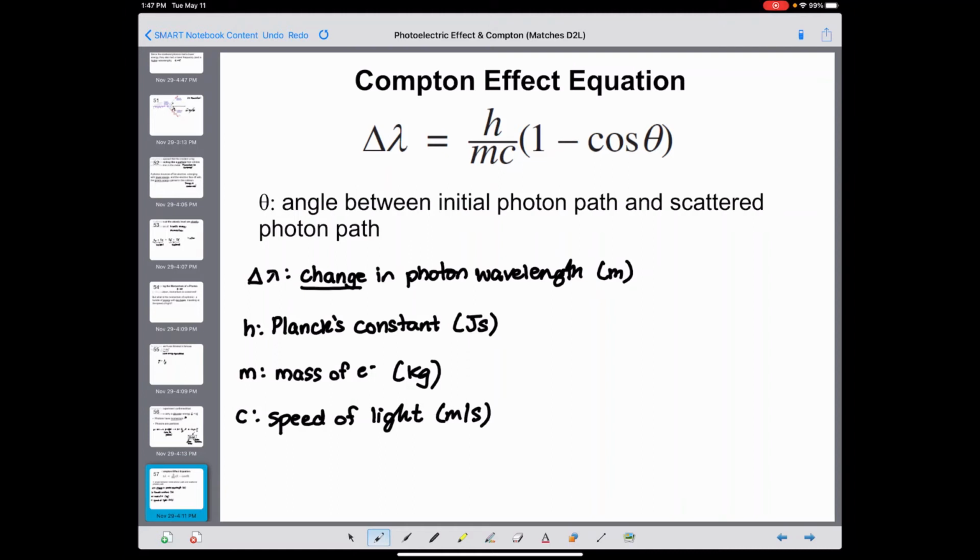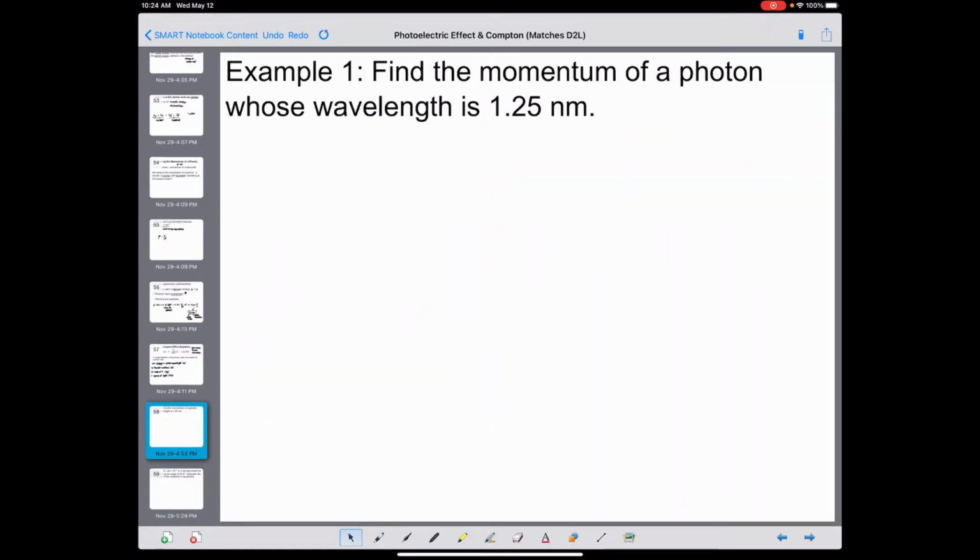You're not expected to actually derive it in Physics 30, but you do need to know that in order to derive it, you would use conservation of energy and conservation of momentum at the same time. But we're not going to look at the details of how to do that.